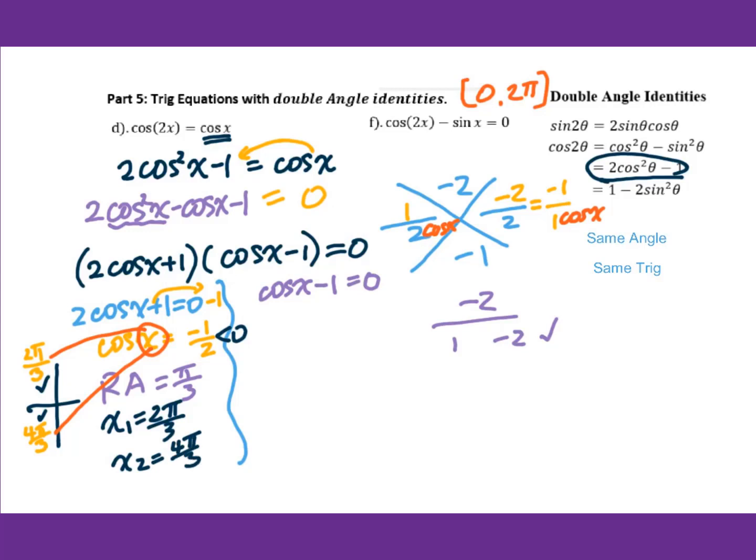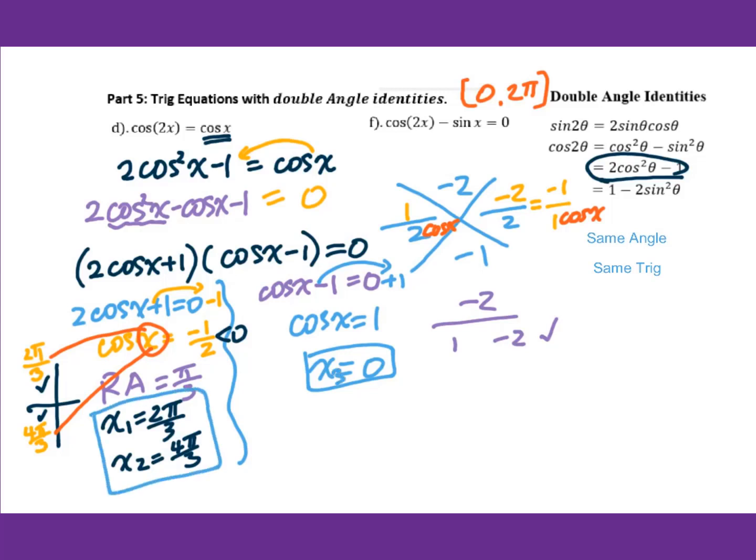For this equation, you have to add 1 to both sides. You got cosine x equals 1. That's x equal to 0. So we can label this as x3. We got the x1, x2 over here.